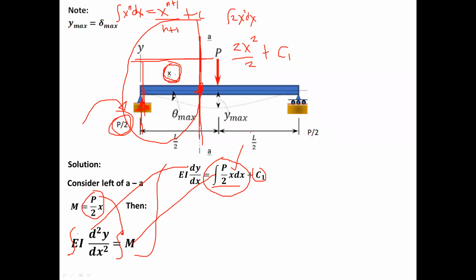Tatagal tayo dyan. Anong value niyan? Hello, class? Now, if I'm going to integrate that, okay, never mind. Diretso ko na lang.